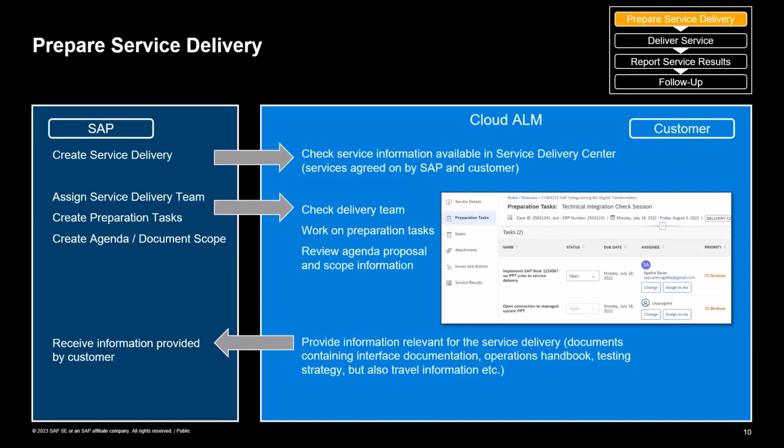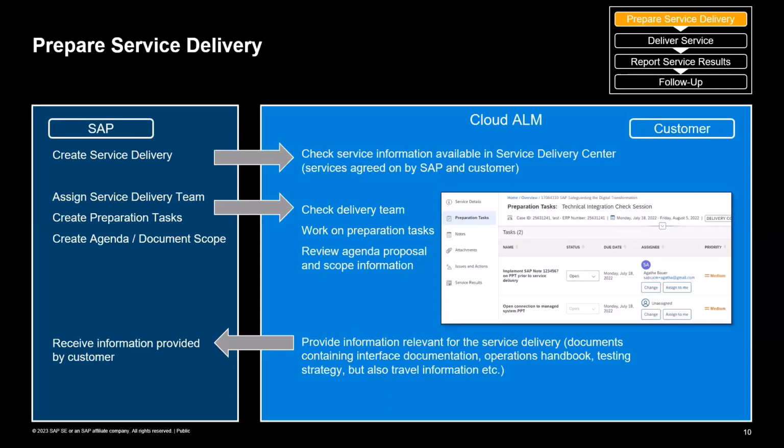And if it's an actionable item, the customers can work on it. So for instance, if you have a preparation task, please open the system connection, then of course the customer is the one that has to open the system connection. Once they have opened the connection, they should report that information back and say, yes, it's open now. That information is replicated back to SAP so that the consultants know that preparation task has been taken care of.